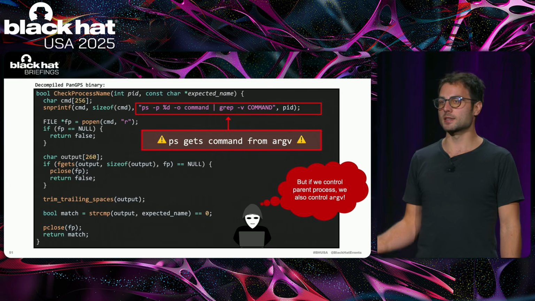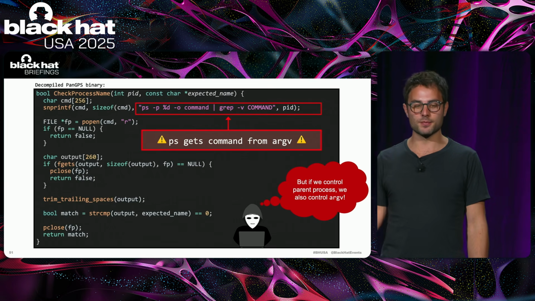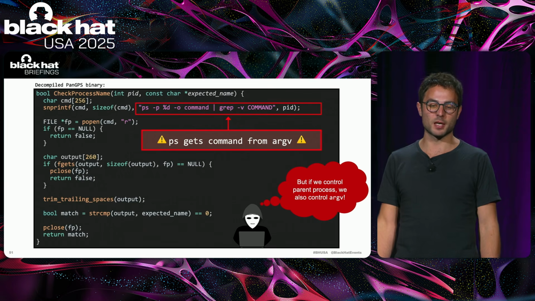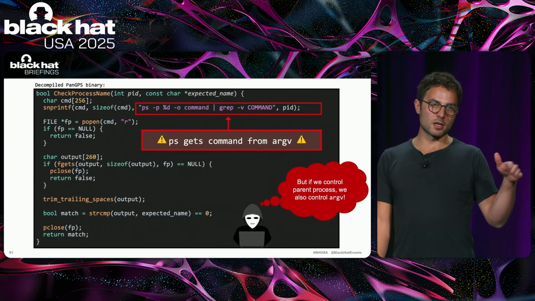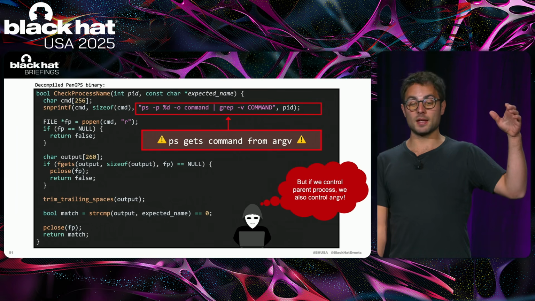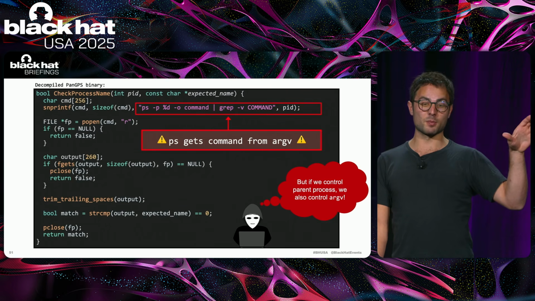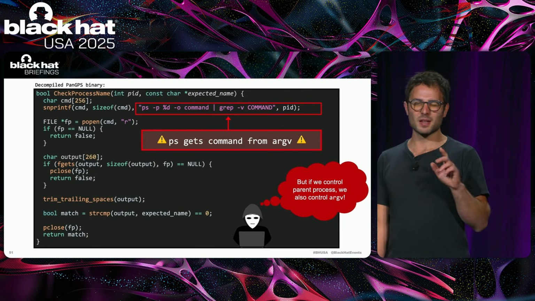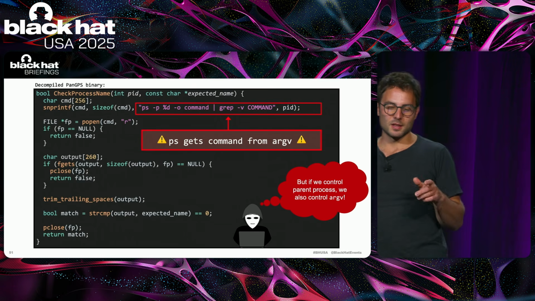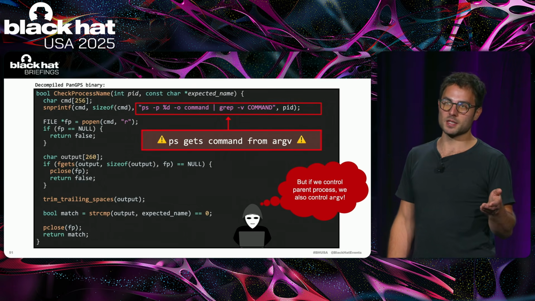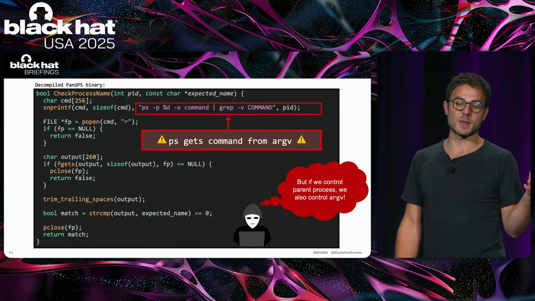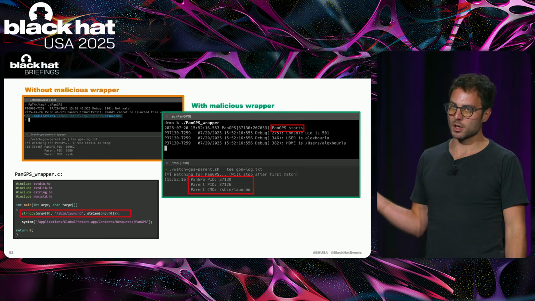Here's actually how it works. This is pseudocode of the sort-of decompiled pan-GPS binary. What they do is look at what the parent process is, and they get the command of that parent process by running ps. But there's a subtle issue here. ps works out what the command is by looking at what's in the memory space of argv. Control the parent process, we control argv.